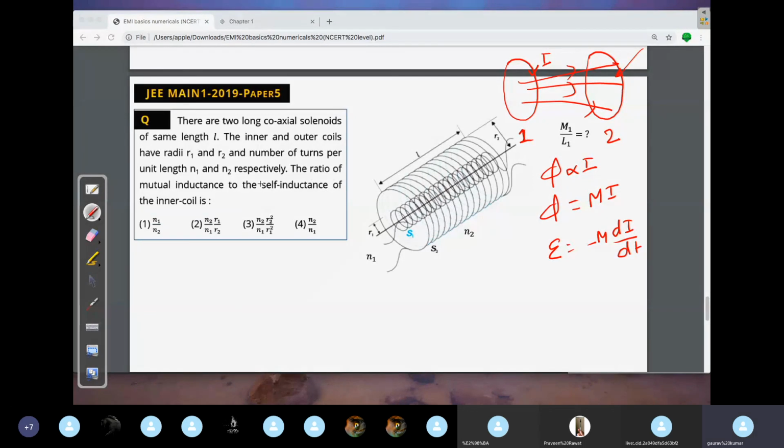What they are telling you? Two long coaxial solenoids of the same length, the inner and the outer.